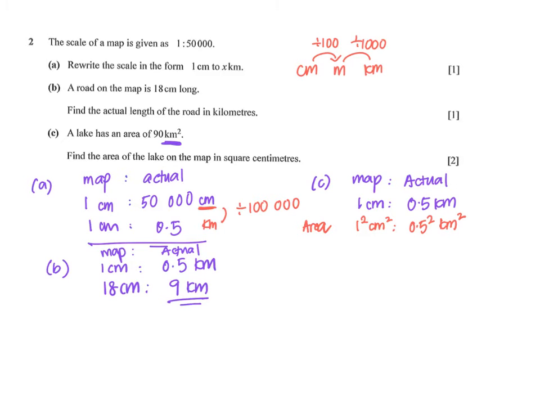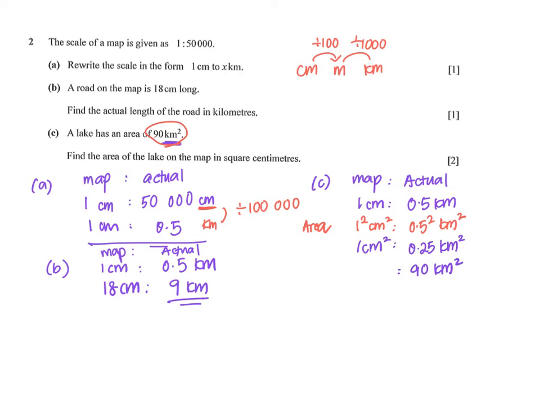And from that we can get 1 square is 1 cm square. 0.5 square is 0.25 kilometers square. Now we have changed the area scale. Let's use this. They say a lake has an area of this 90 kilometers square. Which does it belong to? The map or the actual? The one on the actual, which is 90 kilometers square.